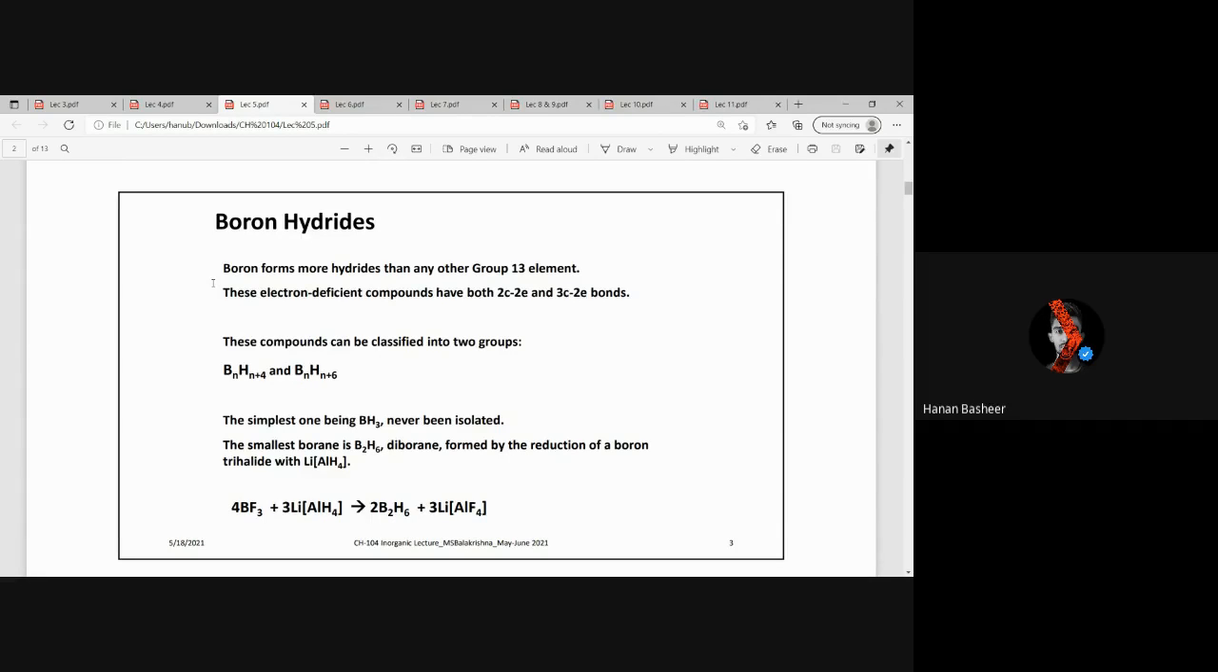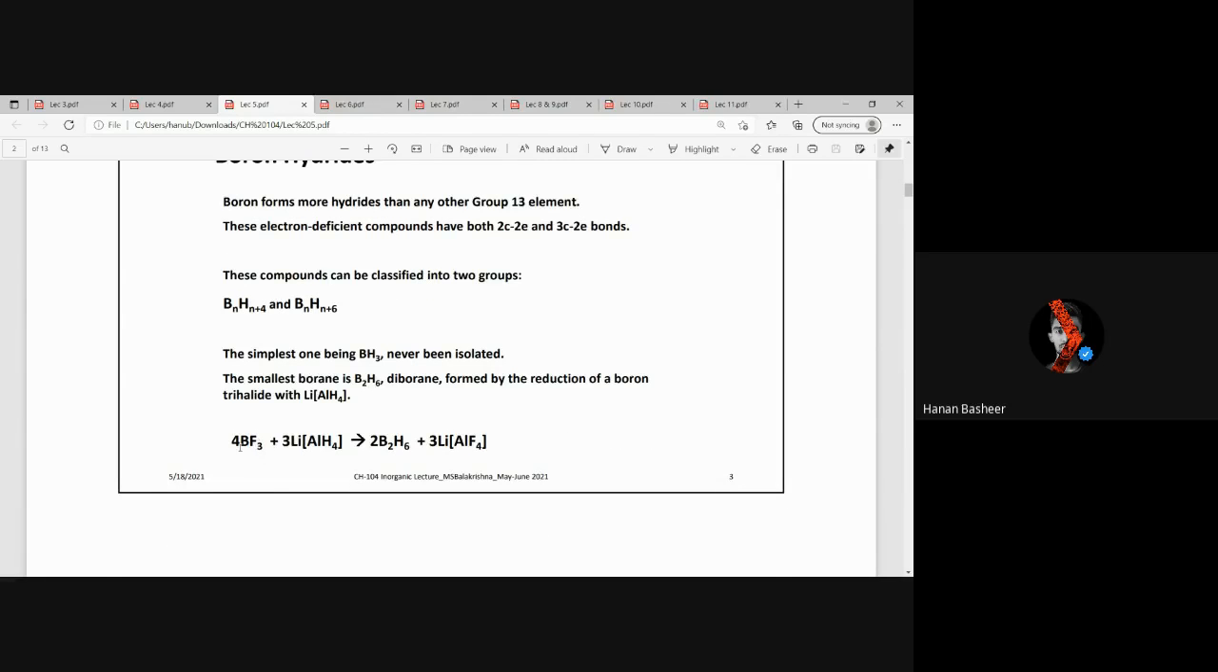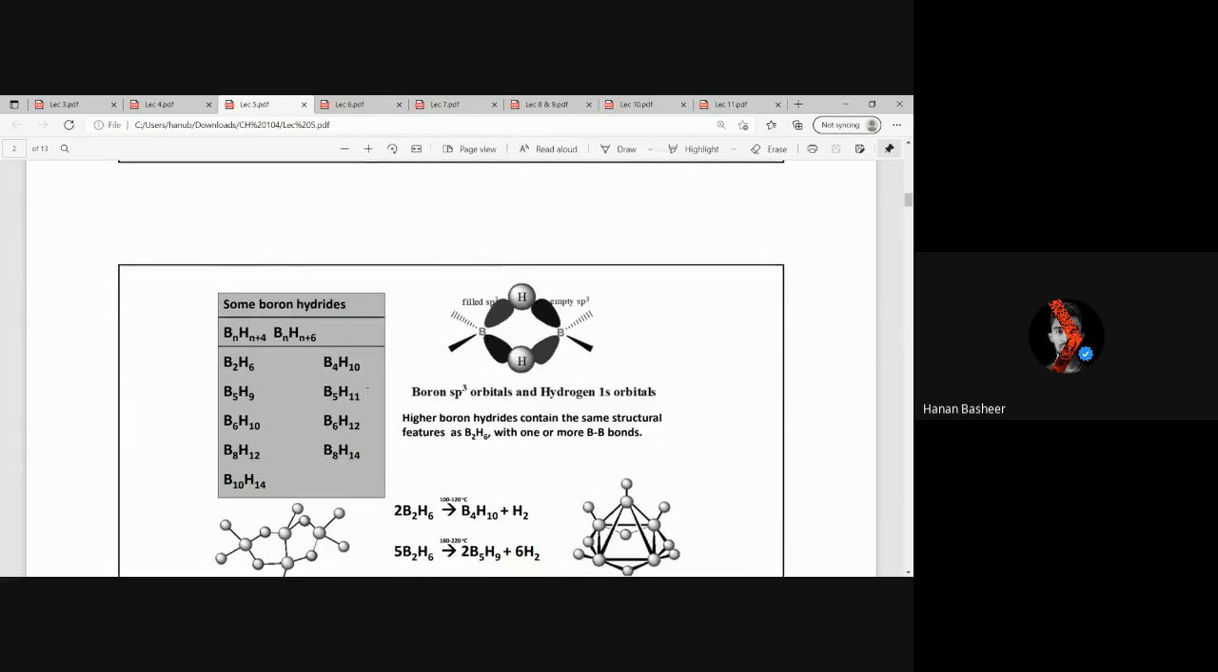Boron hydrides, how are they formed? They are formed in the molecular sequence of BnHn+4 and BnHn+6. The simplest one, BH3, can never be formed because it is always in the dimeric form B2H6. The smallest one is B2H6, diborane, formed by the reduction of boron trihalide with LiAlH4. When we react this with the trifluoride of boron, then we get this.